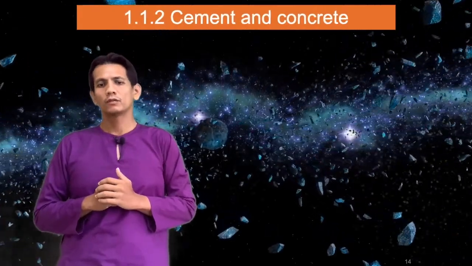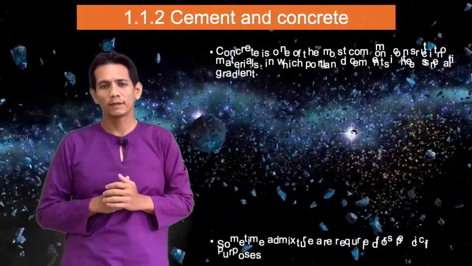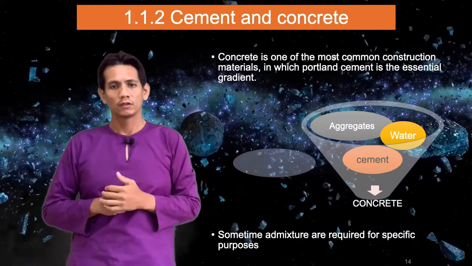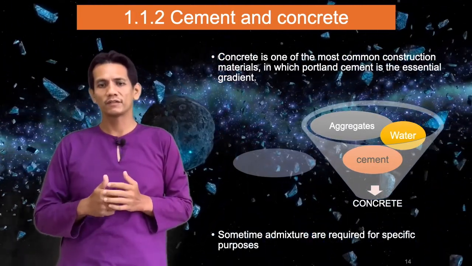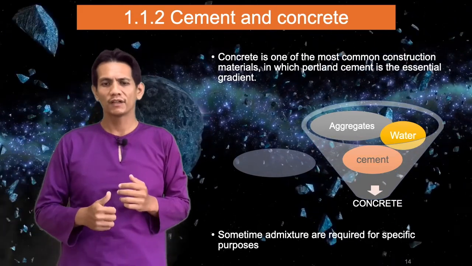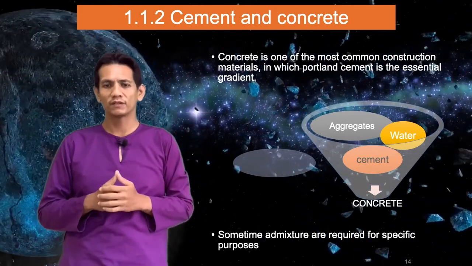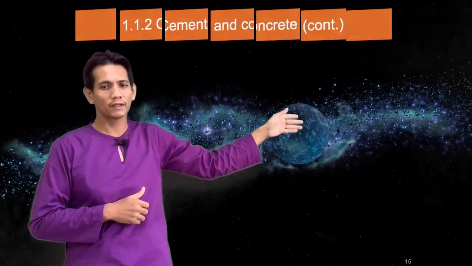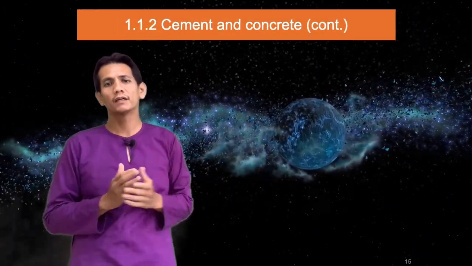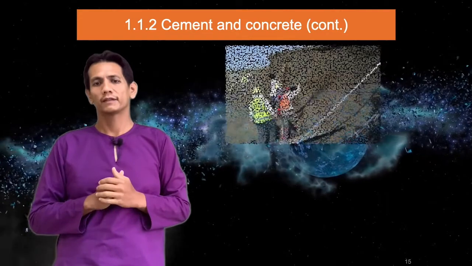Right, so next one, cement and concrete. Concrete is one of the most common construction materials in which Portland cement is the essential ingredient. Sometimes admixtures are required for specific purposes. So we have aggregate, we have water, we have cement mixed together to form concrete, and then we add an admixture, right?